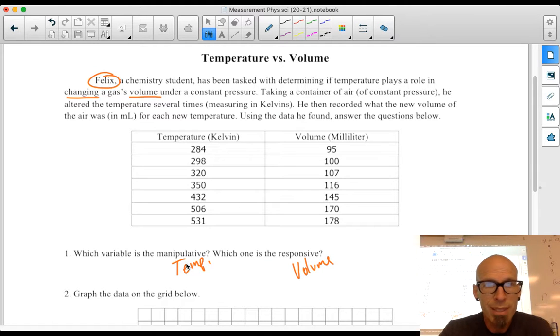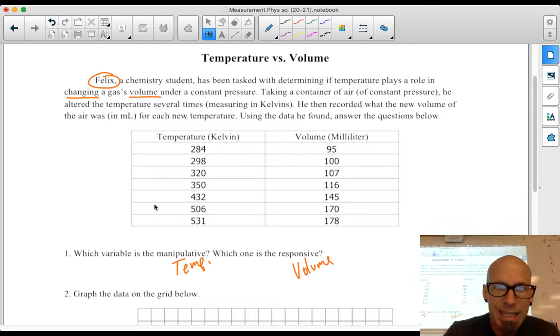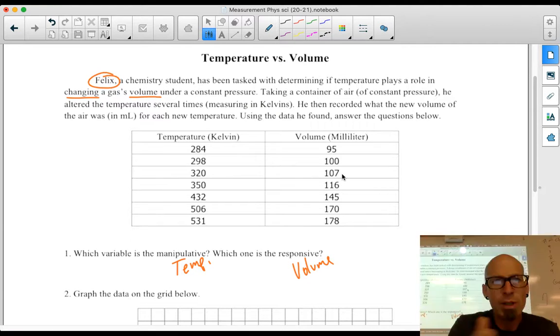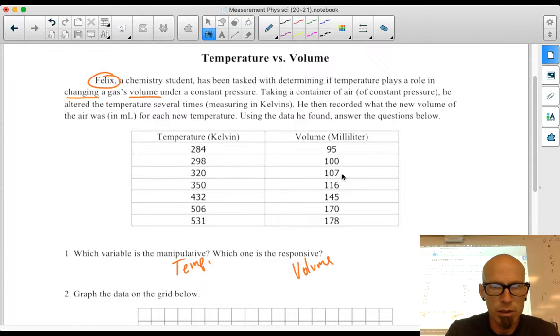No, because it says further over here, taking a container of air, he altered the temperature several times. He is changing the temperature. He's heating this gas up. And then what's happening? Well, the volume is changing because of that. The volume is responding to his changing of the temperature. So I hope you see that that's what's actually happening here.